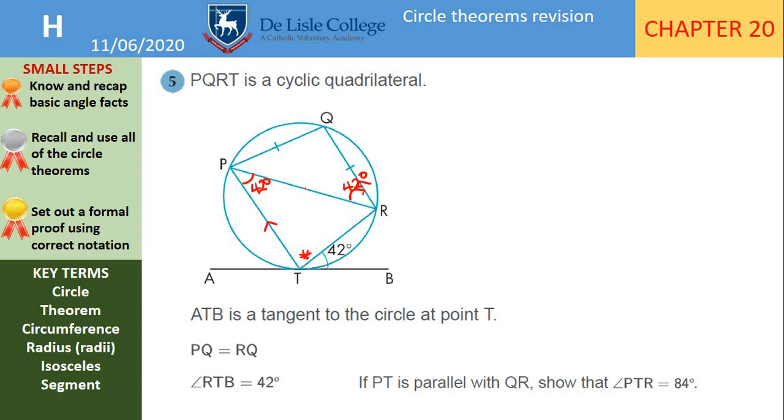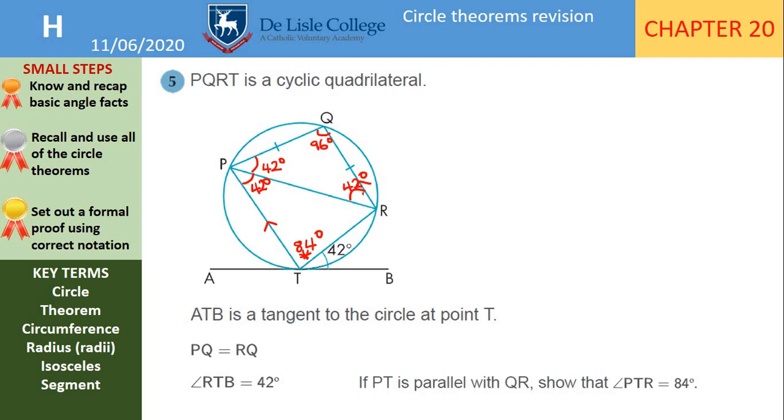Now you notice we've got an isosceles triangle, so this must also be 42 because the base angles of an isosceles triangle are equal. So here, if I sum these together, I will get 84, and if I subtract that from 180, I get that this angle is 96. Then I can use the opposite angles in a cyclic quadrilateral add up to 180. So that must mean that this angle is 84 degrees here.